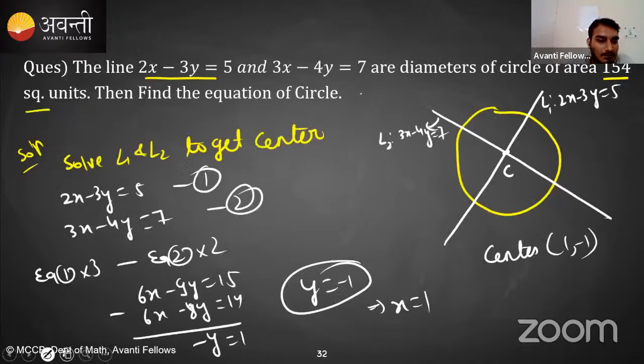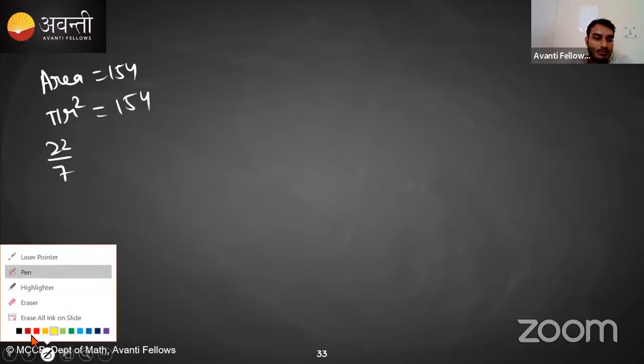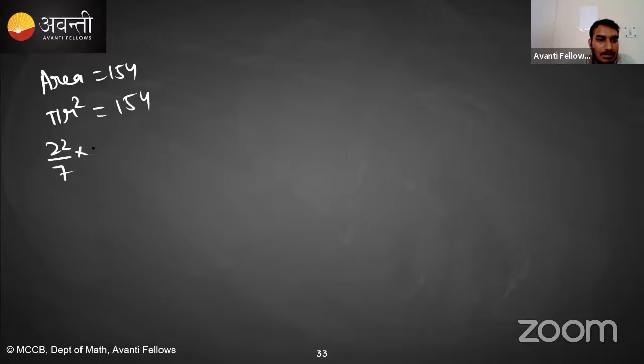okay, यहाँ पे लिख लेना, assume pi is equal to 22/7. okay, pi r square is equal to 154. 22 7s are 154. so r square is 49, r is 7.